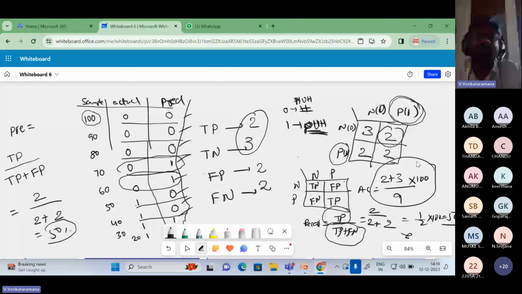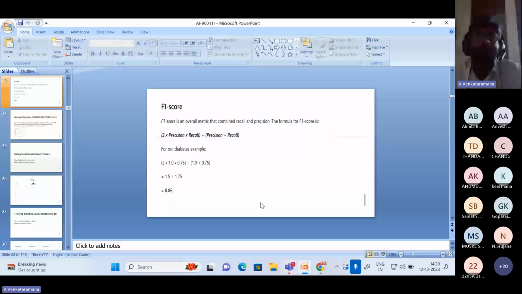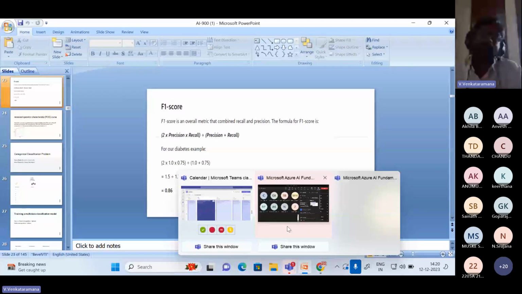Based on this formula, for our EV battery health monitoring system, what is the F1 score? Anyone can tell? F1 score equals 2 into precision 0.5 into recall 0.5, divided by precision 0.5 plus 0.5. So what is the value? It equals 0.5. Like that, we can calculate the precision value, accuracy value, recall value, and F1 score value.